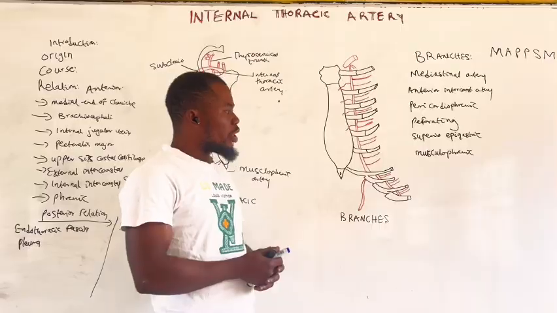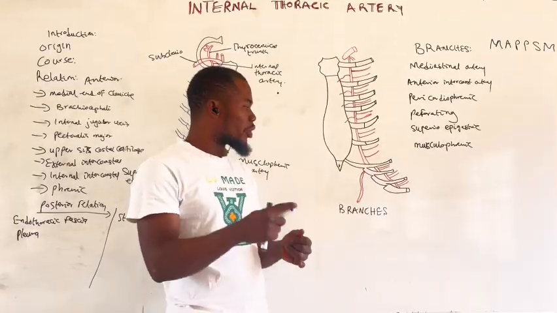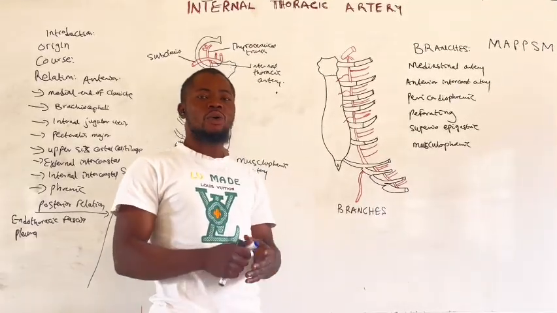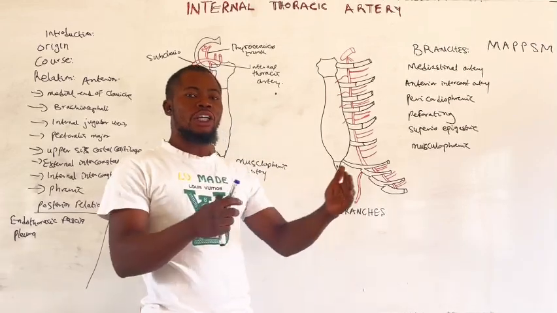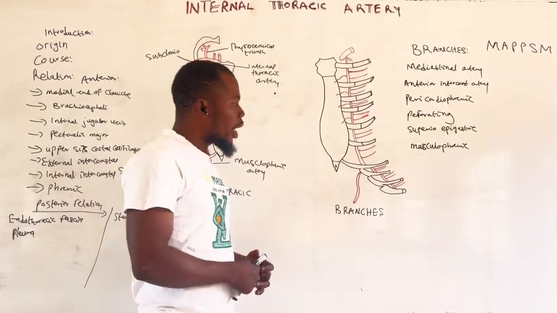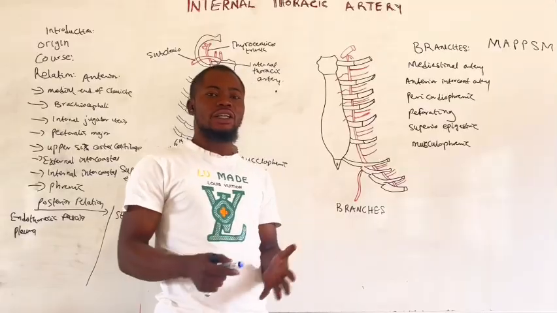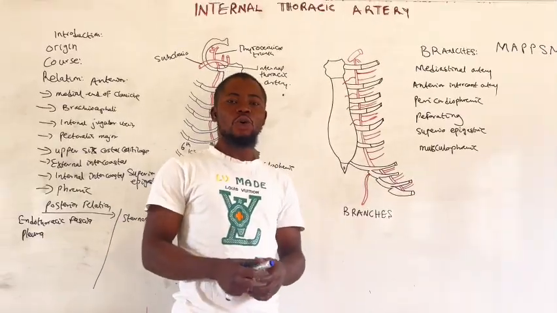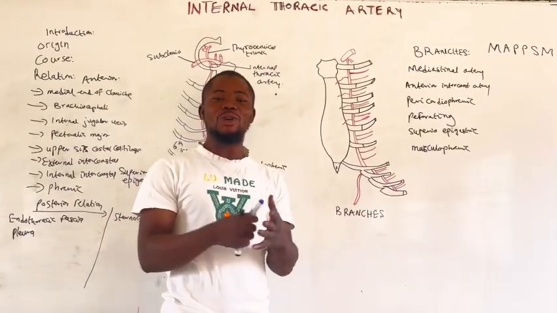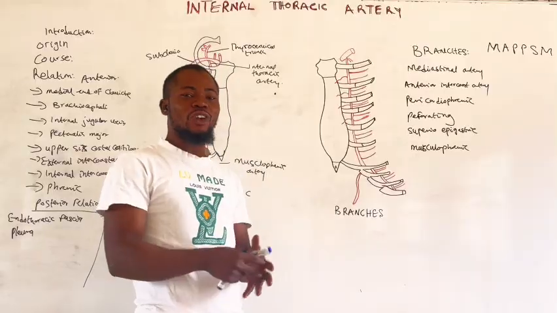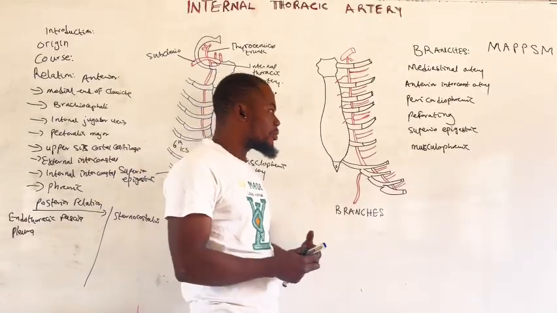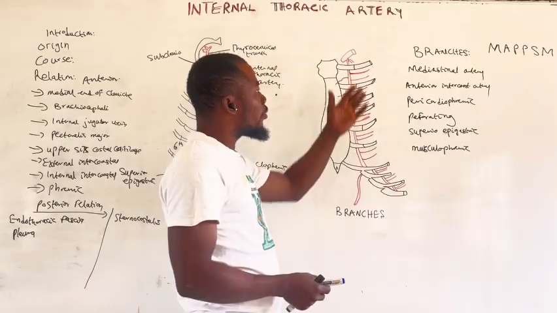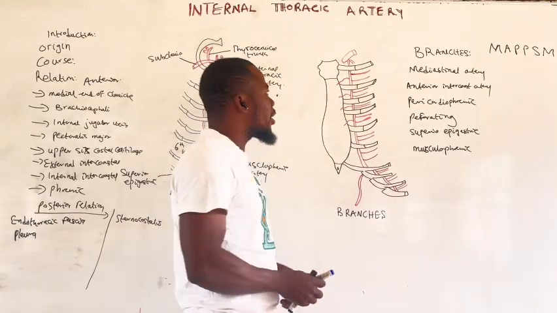The musculophrenic artery runs behind the 7th, 8th, and the 9th intercostal spaces and gives off 2 anterior intercostal arteries in those spaces. It also pierces the diaphragm at the level of the 9th costal cartilage and anastomoses with the arteries that are found underneath the diaphragm. It also supplies the diaphragm. So these are the branches of the internal thoracic artery.